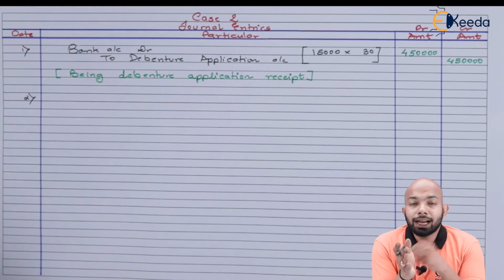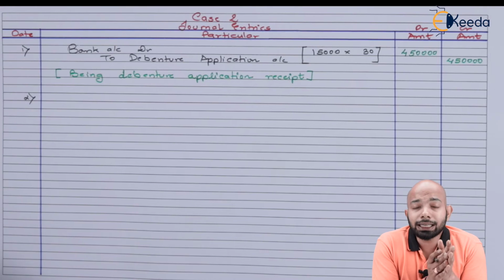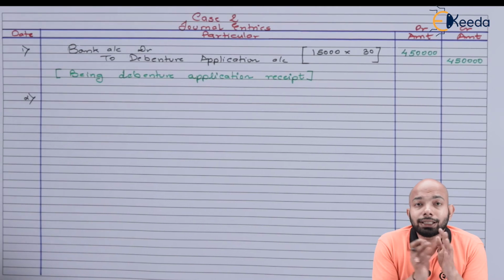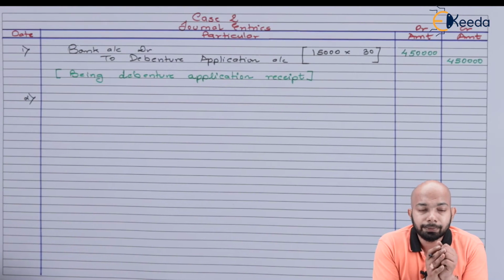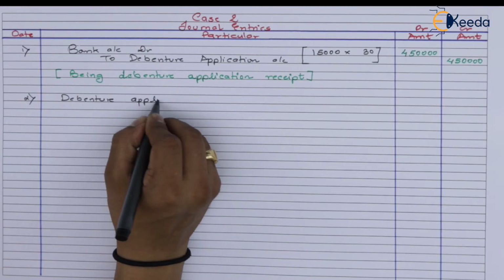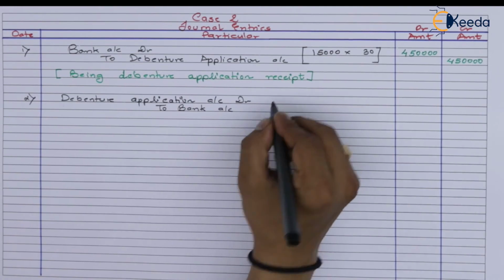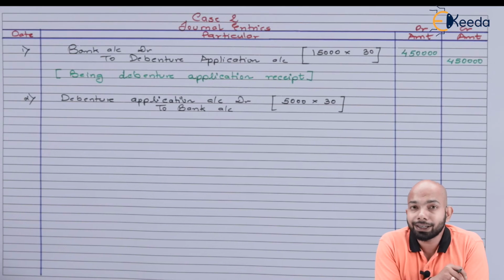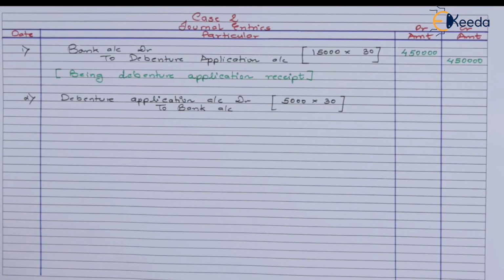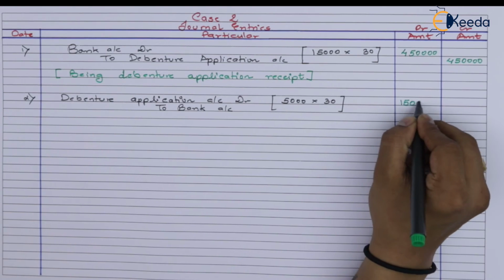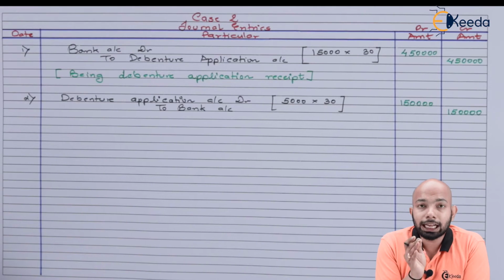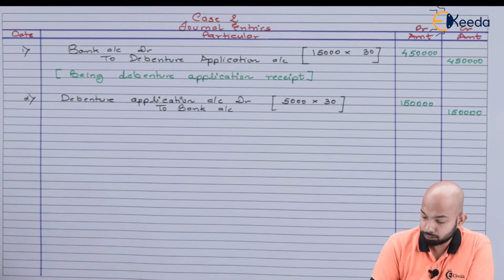Now, the next will be, again, as there is pro rata, that means the company has rejected certain applications and refunded money for certain debentures here. So that entry is supposed to be mentioned. Let's pass that entry. Now, the refund here happened for 5,000 debentures. 5,000 multiplied by 30 will be the amount of refund that we have given here. So out of 4,50,000, we have already refunded 1,50,000 here. Let's mention the narration.